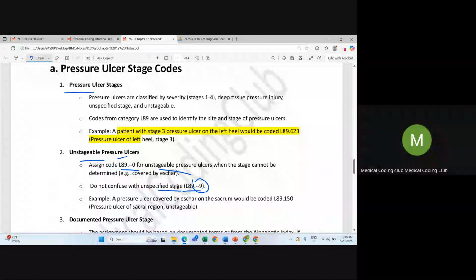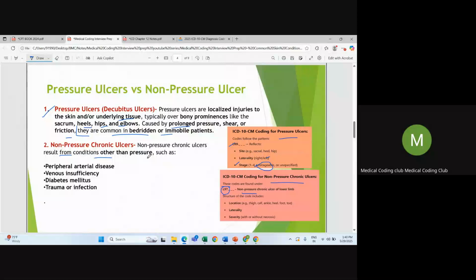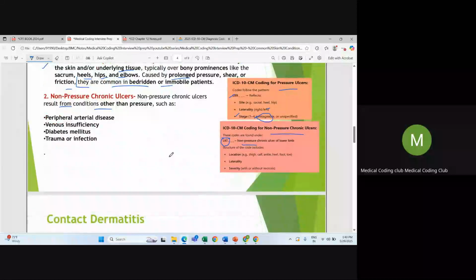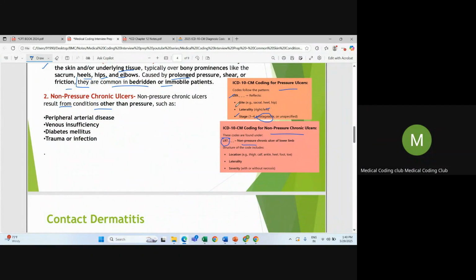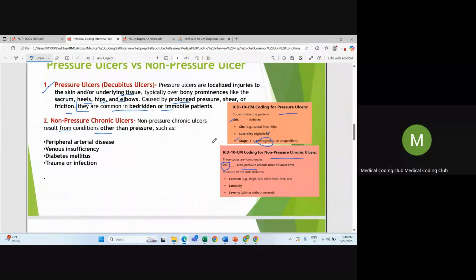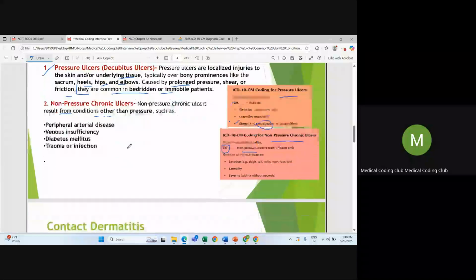So there are so many coding guidelines. If I explain chapter 12 specifically, I can discuss all the ICD coding guidelines regarding pressure ulcer and non-pressure ulcer. So just remember the ICD code categories L89 and L97. Later you can just refer. Just put that code and check all the laterality and the variations in the ICD code.